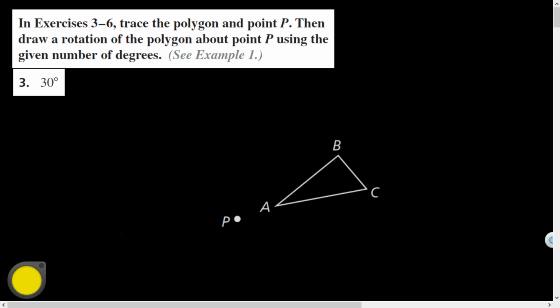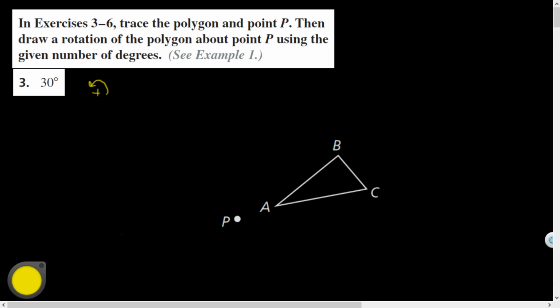We've been talking about rotations. I'm going to go over a handful of these homework problems for you as best I can. Let's see how well I do. So it says trace the polygon and point P, then draw a rotation of the polygon around point P using the number of degrees. So we were given a 30-degree rotation, which, just so you're aware, a positive rotation is counterclockwise, so that's the direction that I'm expecting to rotate this.